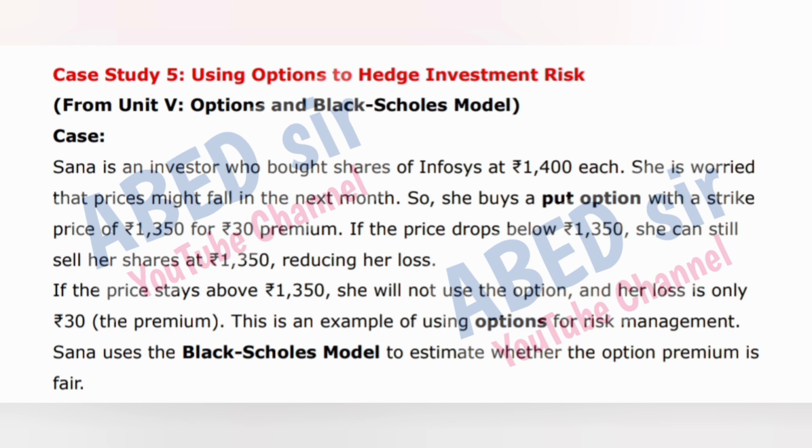If the price drops below 1,350 rupees, she can still sell her shares at 1,350 rupees, reducing her loss. If the price stays above 1,350 rupees, she will not use the option, and her loss is only 30 rupees, the premium. This is an example of using options for risk management. Sana uses the Black-Scholes model to estimate whether the option premium is fair.